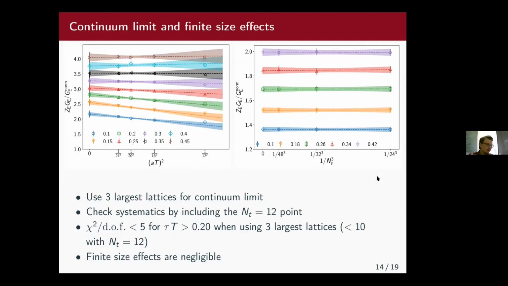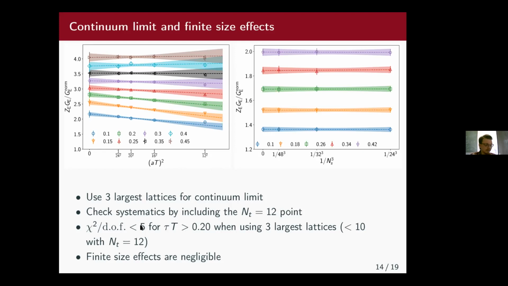And here is the continuum limit. Of course, anything I have shown so far was on individual lattice spacings, and now we have a continuum limit. We use these three finest points, and then we estimate the systematics by including the last point. We are fixing the spatial size to be 48 cubed, because if we include more lattice sizes, we can see that the continuum extrapolation has equivalent errors to the finest lattice, so we will just use the big lattice there.